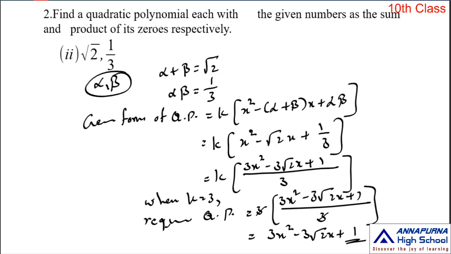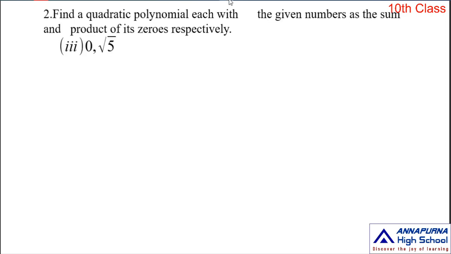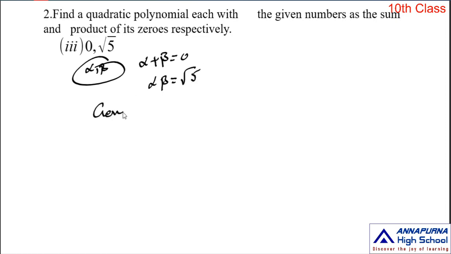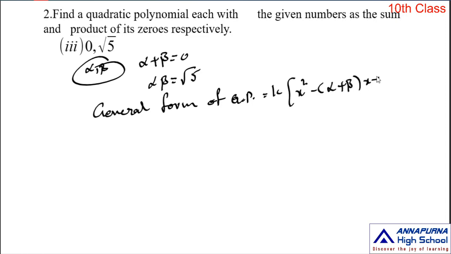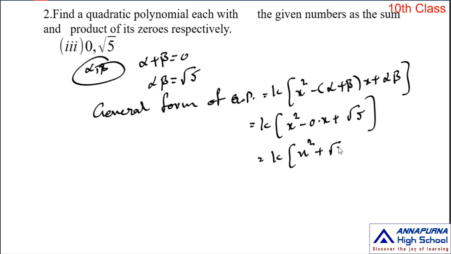Okay, let's come to the third one. So third pair is 0 and root 5. Here also, if alpha beta are the zeros of the required quadratic polynomial, then alpha plus beta is equal to 0 and alpha into beta is equal to root 5. General form of quadratic polynomial is equal to k into x square minus of alpha plus beta into x plus alpha beta. So it is equal to k into x square minus 0 into x plus root 5. So it is equal to k into x square plus root 5.